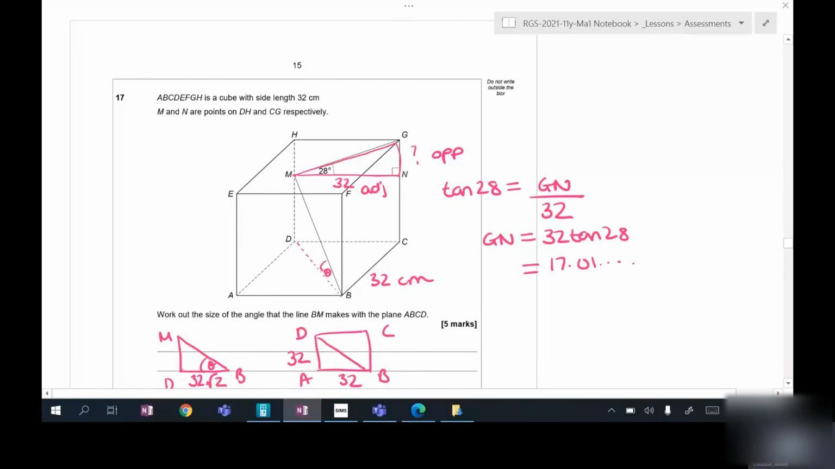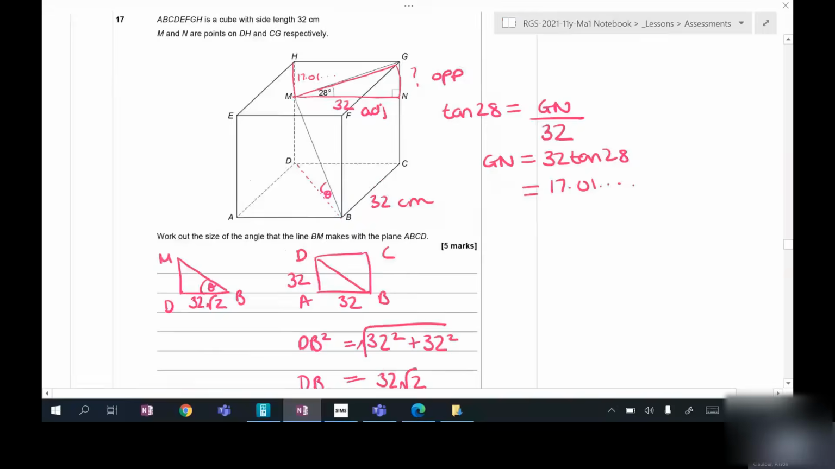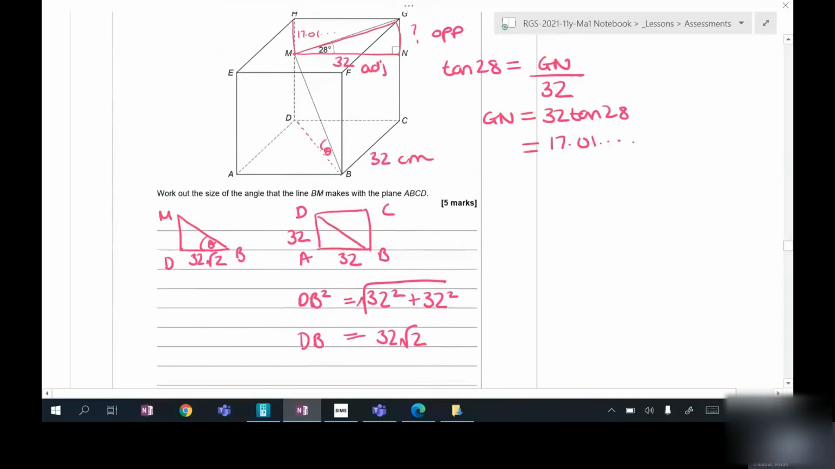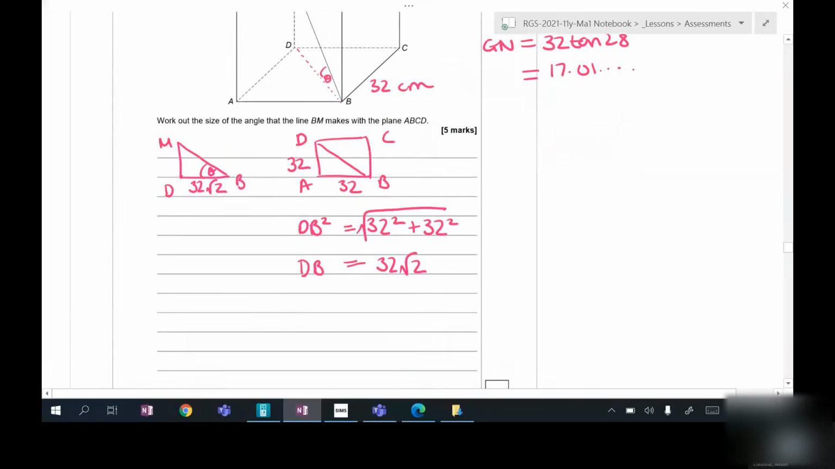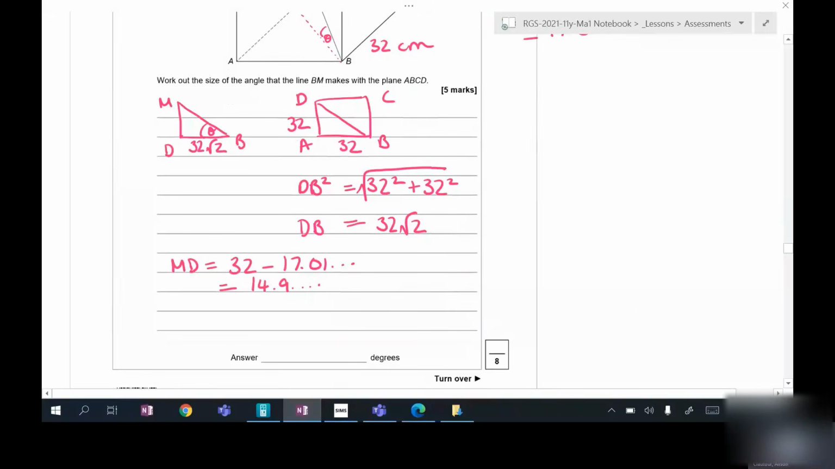So G to N is obviously going to be the same as this side here, H to M. So this is also 17.01. Okay, so to work out M to D, I can do my whole side, 32 centimetres, take away 17.01. So M to D, 32, take away that number, so 14.9 centimetres.